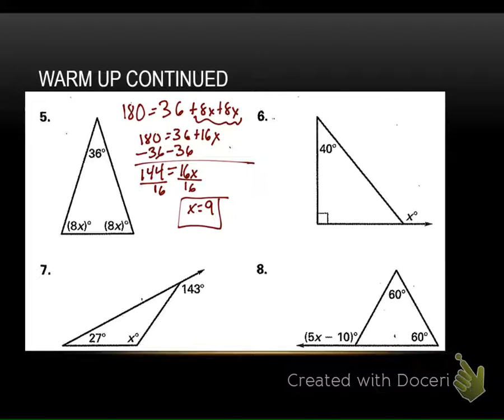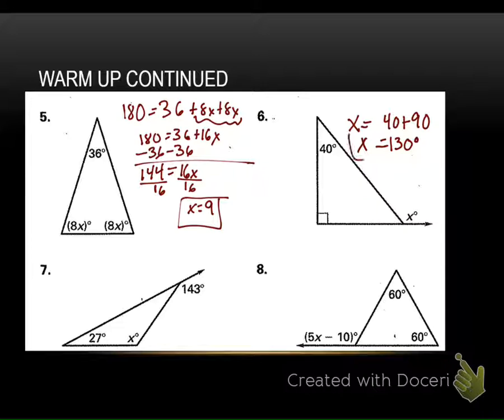Okay, our next one up. This is the one we did yesterday. We see we have an exterior angle. Do you guys remember how we calculate the exterior angle? Nope. So your exterior angle equals the sum of the non-adjacent interior angles. So the sum of the two angles not next to it. So that would be 40 plus 90. So what is 40 plus 90? 130. So we have 130 degrees for x.